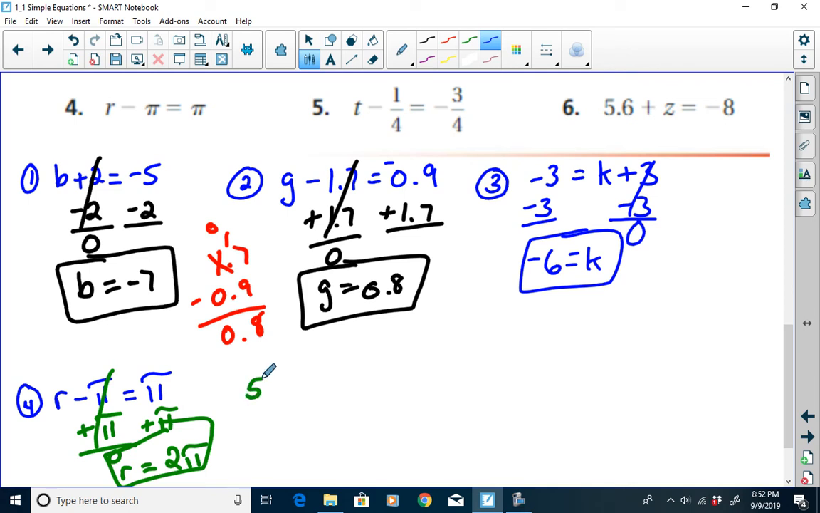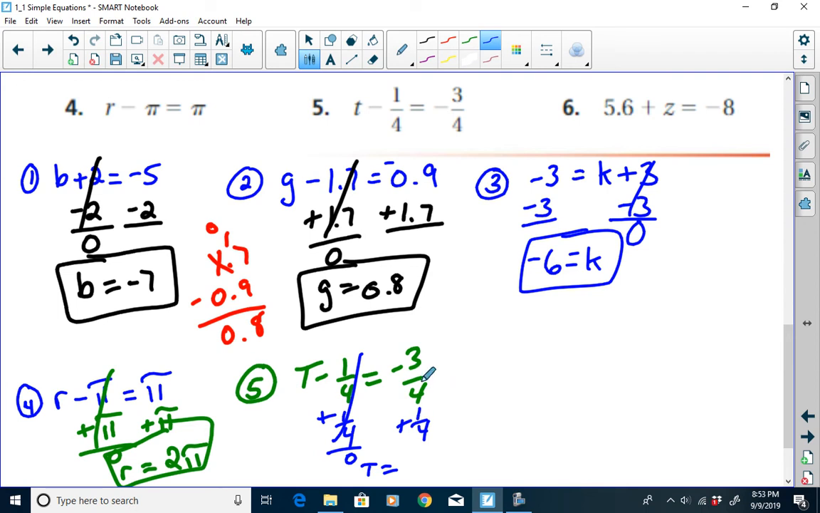All right, question 5. I'm going to do that a little bit differently, but let's copy it first. We have T minus 1/4. It's going to be equal to -3/4. Okay, because we have fractions, right? I still want to do the problem the same way. I see subtraction, so the opposite is going to be addition. So I'm going to add 1/4 to both sides of that equation. They're opposites, that's going to be 0. So we're left with T is going to be equal to -3/4 plus 1/4.